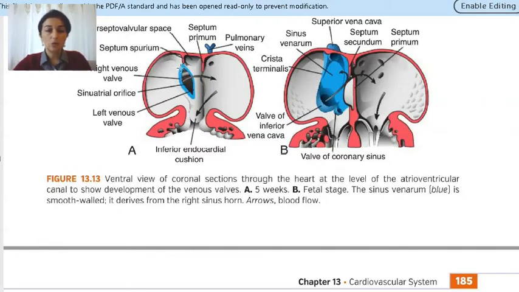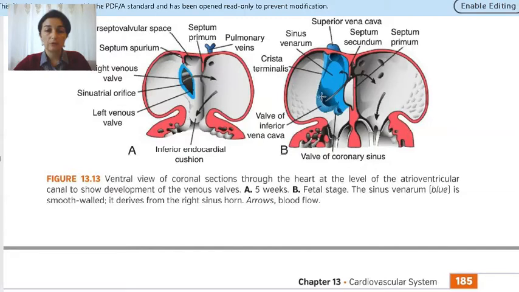Then the upper portion of the right valve disappears, but before that, the region where these two valves fuse with each other is called the septum spurium. That is the septum spurium, where the right and left valves fuse with each other. Then that right side of this valve will disappear, but its low, caudal region will form two valves.